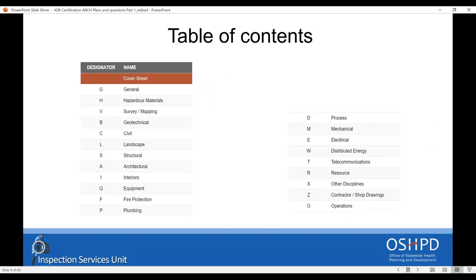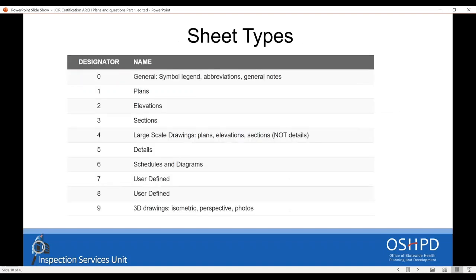This is an example of what a table of contents looks like. You can see here the different disciplines. And this is, of course, the overall view with the different categories that you can have in a plan document. You may have all of these, or you may have only a few, depending on the scope of the project. Each discipline contains general symbols, legend, abbreviations, and general notes specific to that discipline. Plans, elevations, and sections are also shown at different scales of drawings. Then details, schedules, diagrams, any other information required for the specific discipline, and sometimes there are also 3D drawings.